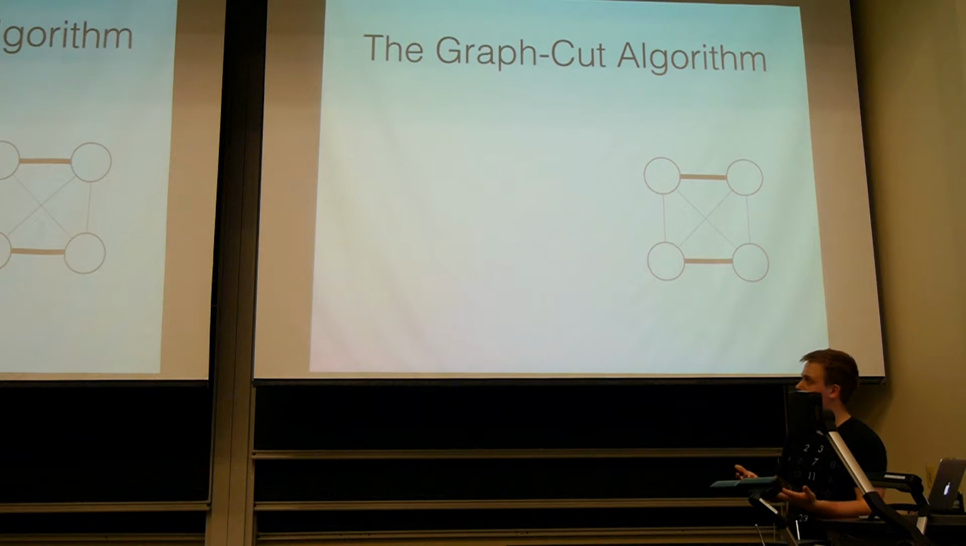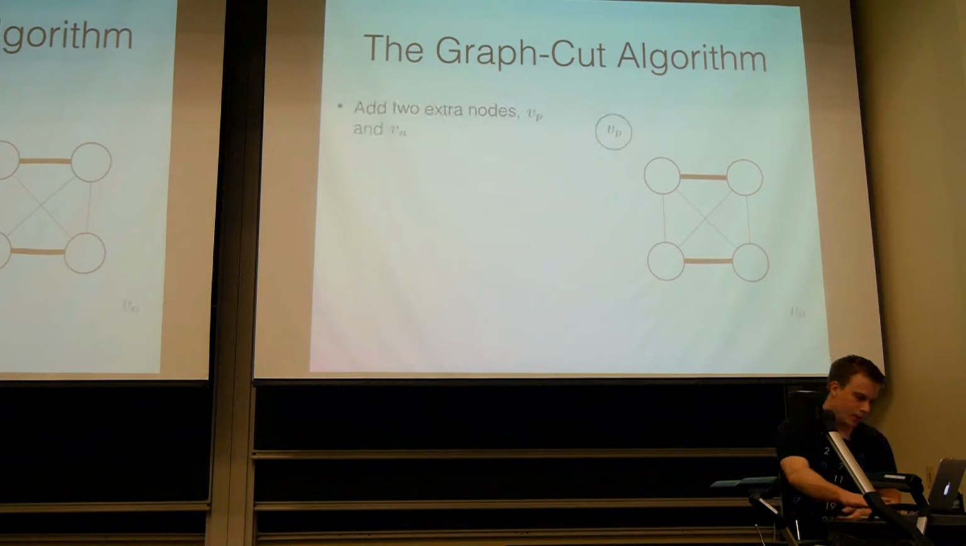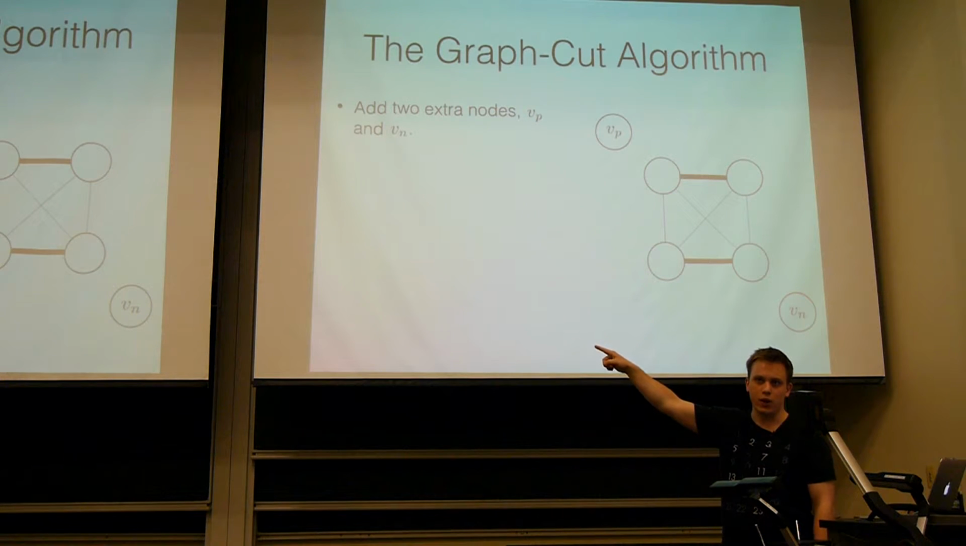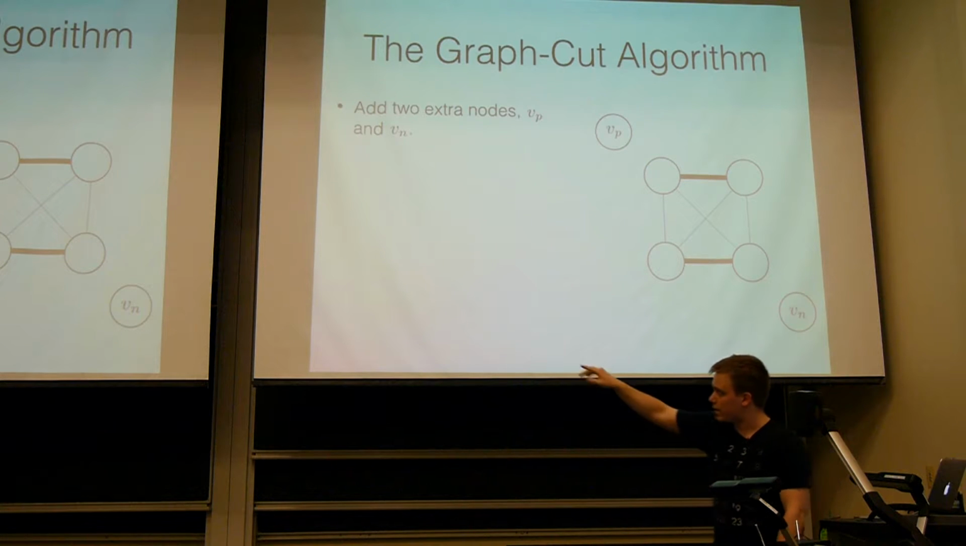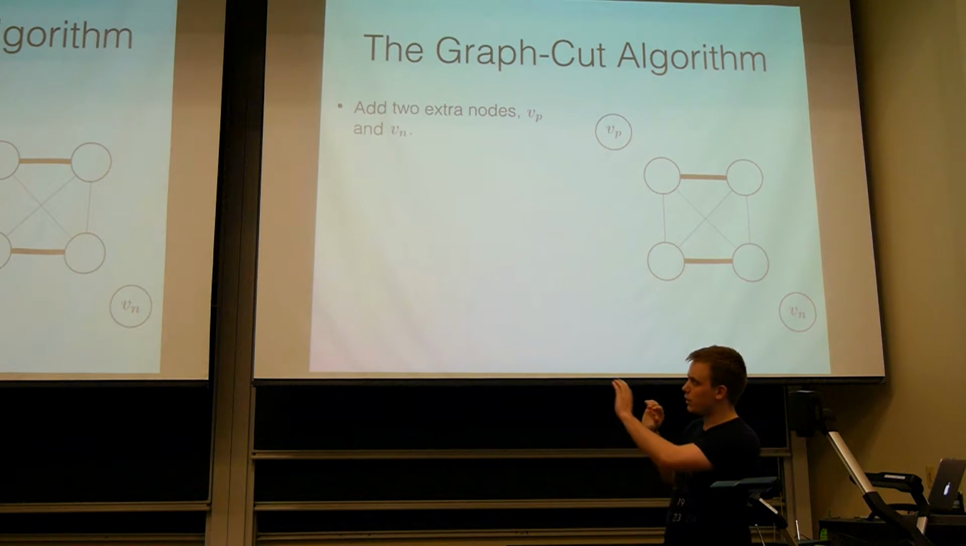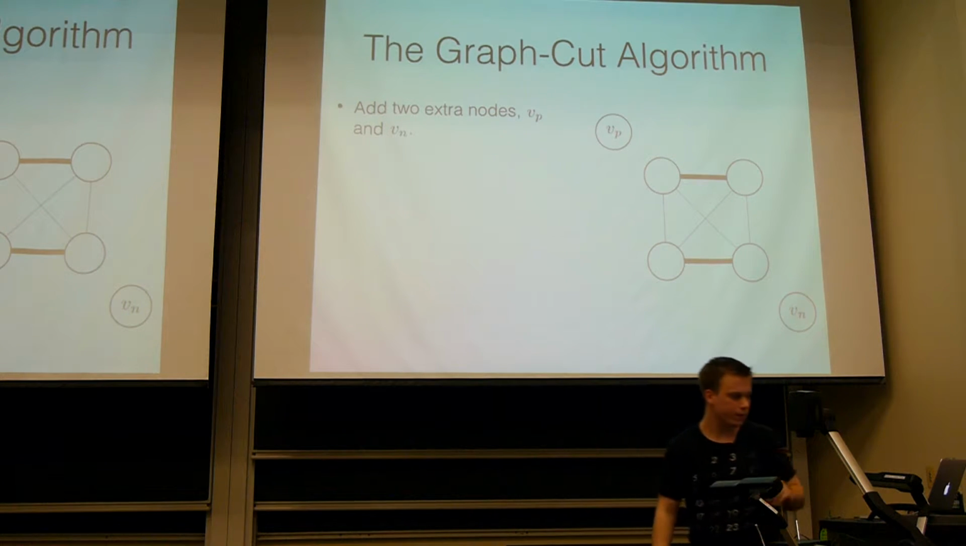So this is the graph cut algorithm. What we're going to do is add in two extra nodes. One of them is meant to encode positive labels, and the other is meant to encode negative labels. And I've erased the plus and minus here just because when we talked about cuts, the label of a node never showed up anywhere, right? So we want to try to encode everything in terms of only the edges in the graph.